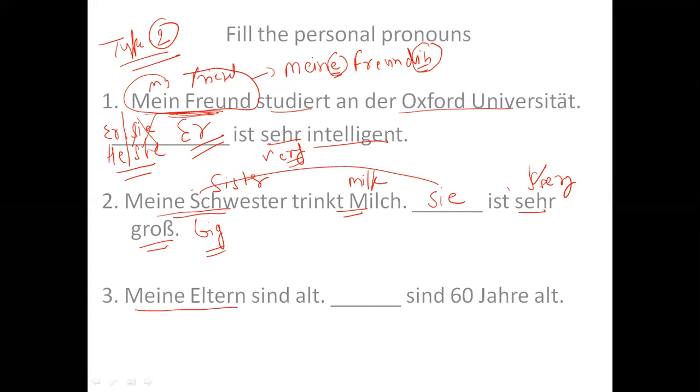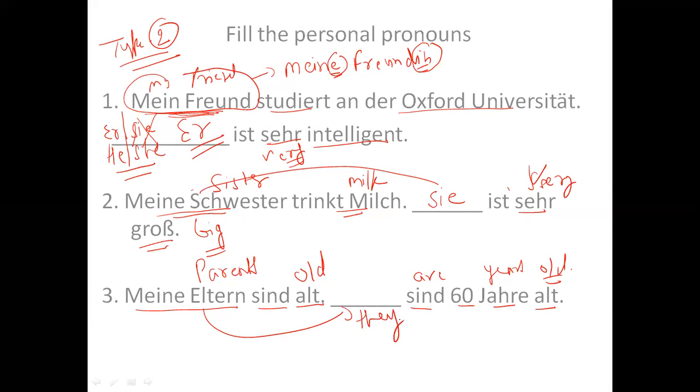Now here Meine Eltern, my parents. Meine Eltern sind alt. Alt is old. Meine Eltern sind alt. My parents are old. Sind 60 Jahre alt. Are 60 years old. So who are 60 years old? My parents. So they are 60 years old. What is the German of they? It is sie.